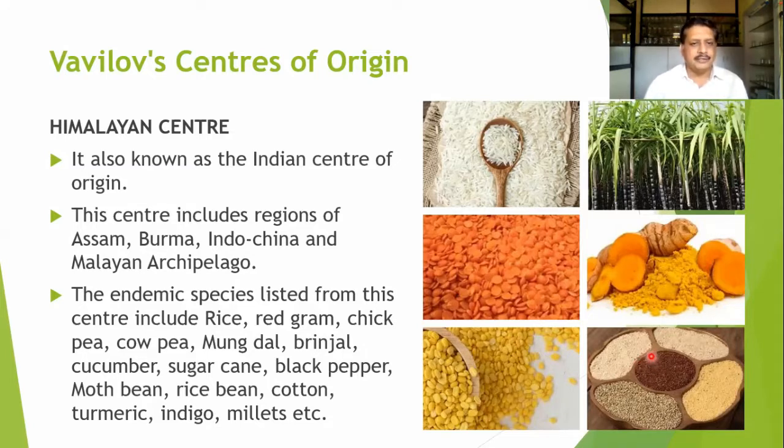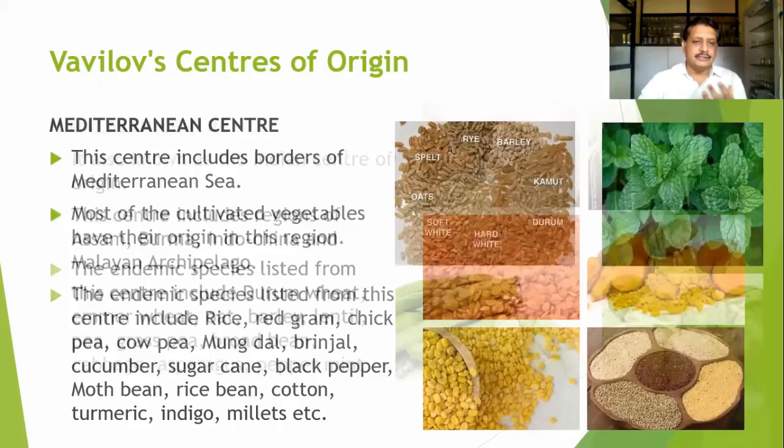So these are the common centers of origin. Here we can also find rice bean, cotton, turmeric, indigo, and varieties of millets. So these originated in the Himalayan center of origin.